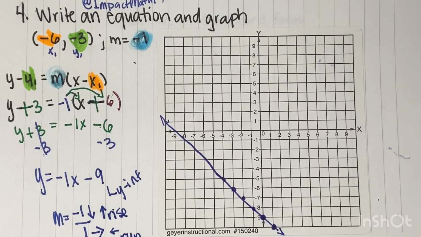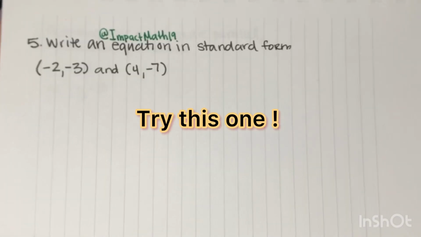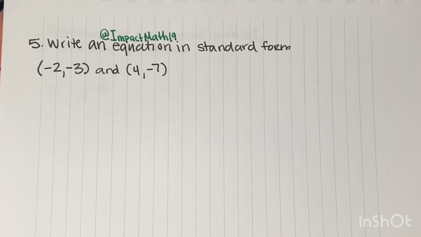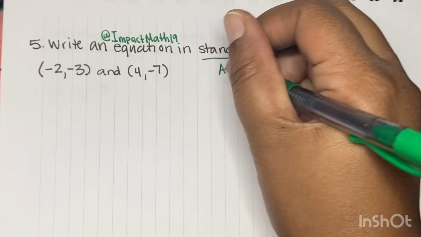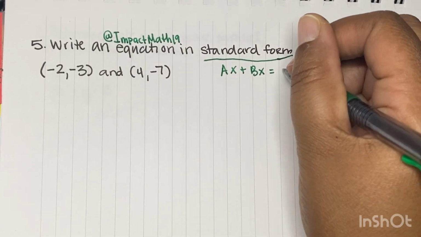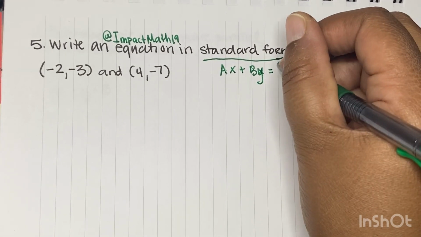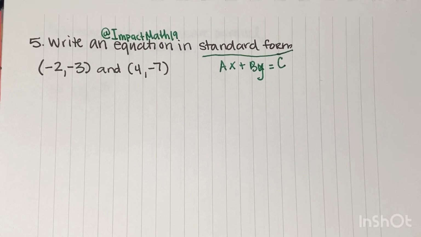Pause the video here. Try it. And then let's see if you understand how to write an equation with 2 points. Okay, number 5, write an equation in standard form. So first off, you have to understand what standard form is. It's ax plus by equals c, okay? This is the standard form of a linear equation.